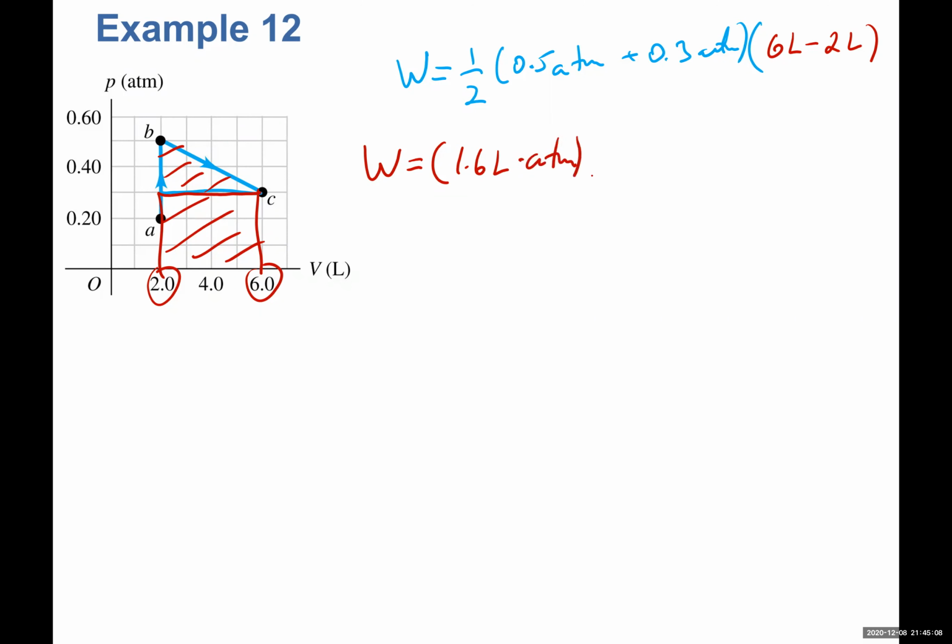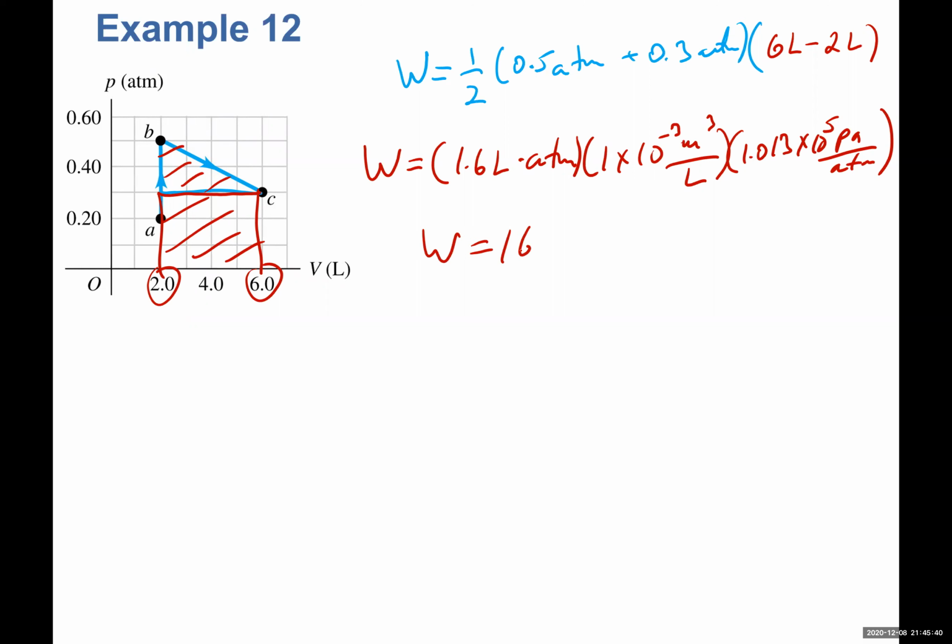times ATM, then times 1 times 10 to the negative 3 cubic meters per liter, and times 1.013 times 10 to the 5 Pascal per ATM. So we're converting everything into the units that we want to use, because we had liters and ATMs. We got 1.6 liters times ATM from the calculation above, then convert liters into cubic meters and ATM into Pascal, and we get the work done as 162 joules. Okay, so that's the total amount of work done going from A to B to C.